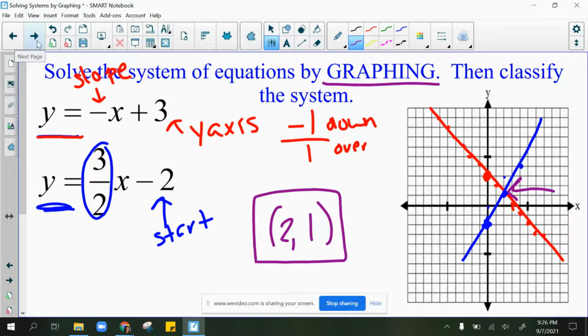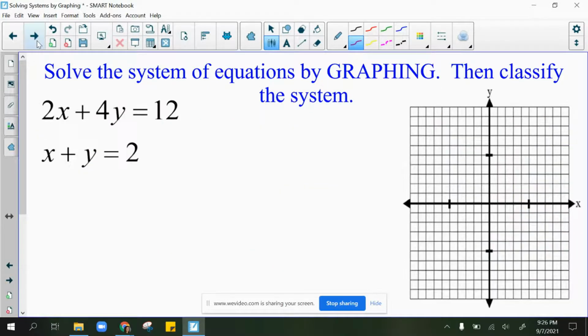The next problem I'm going to do for you is where they're not equal to y, and so you need to make them equal to y. So I'm going to focus on the first one. This is, again, something we did in the last chapter. If you have 2x plus 4y equaling 12, my goal is to get the y by itself.